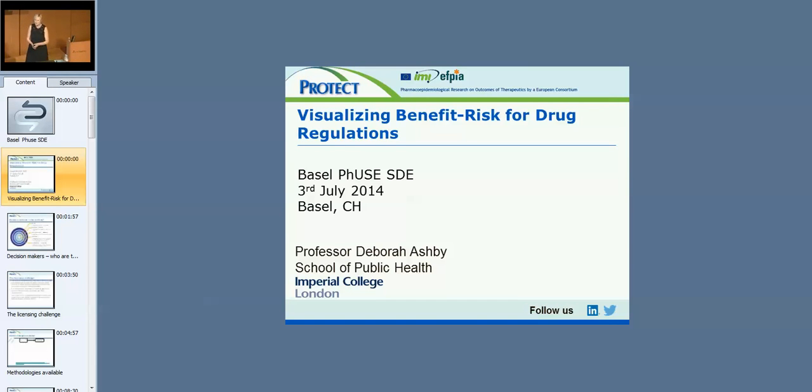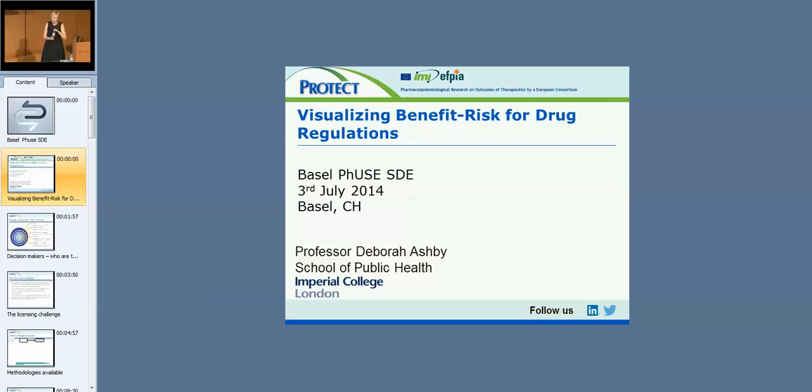But what I want to tell you about is a project which I've been involved in for the last 5 years, which is about predominantly looking at benefit risk for drug regulations. It's a big EU project. And although it's not the only part, one of the main things is to think about visualizing these things.